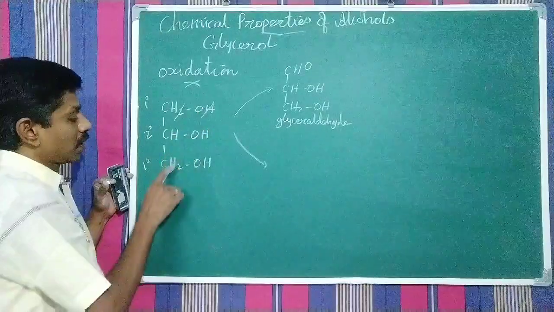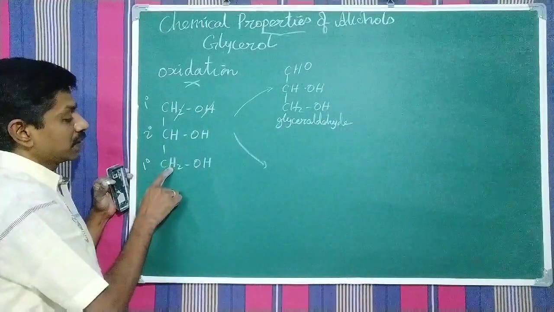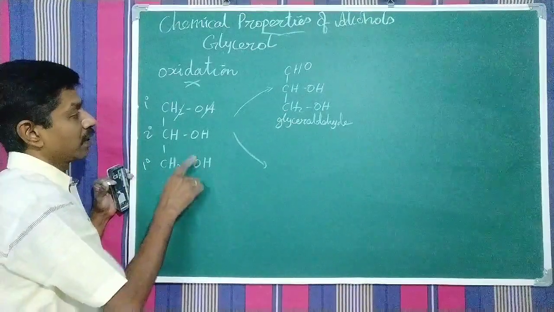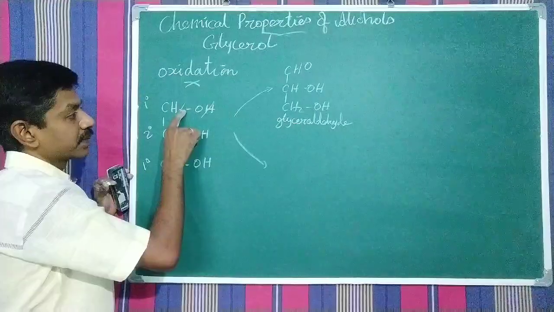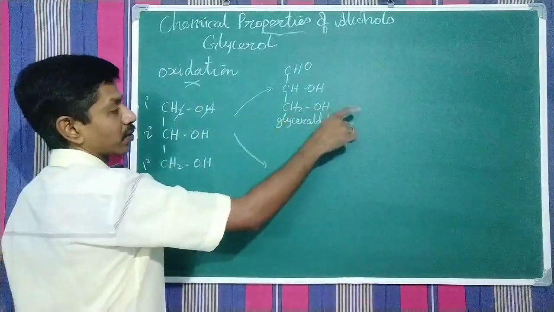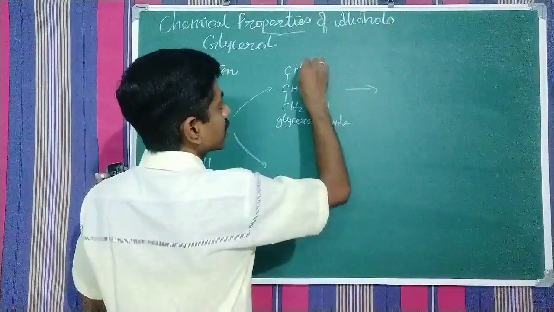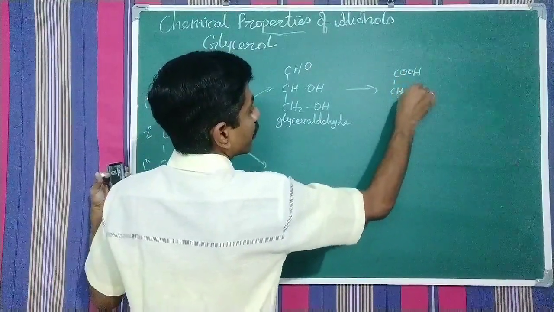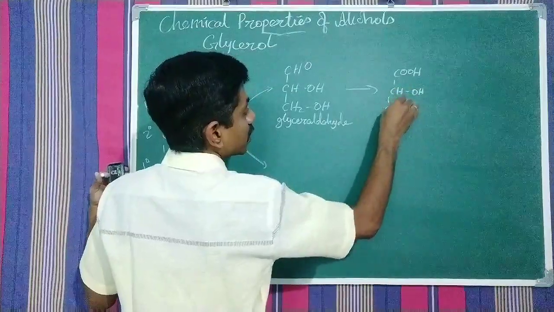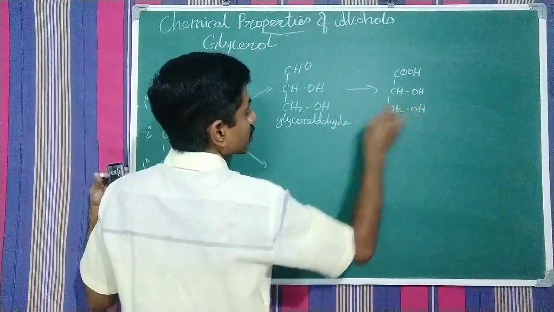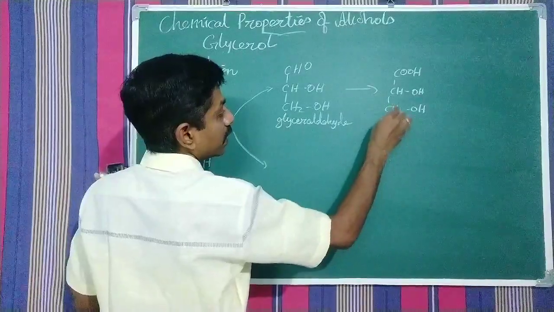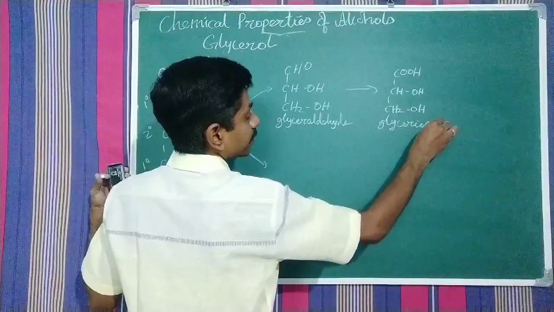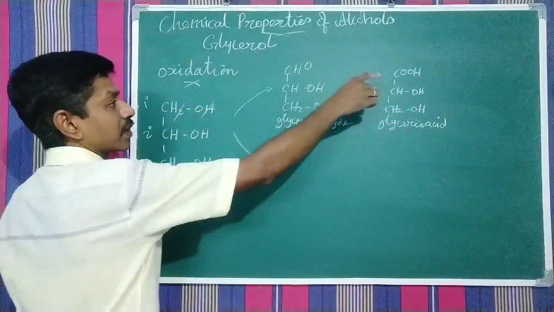CHO. And this molecule has an OH group, a primary alcoholic group. As this was done, the other one can also be done. Before that, let us finish converting this aldehyde group into an acid group, COOH, CHOH, and CH2OH. So this is glyceraldehyde with an acid group, so it is called glyceric acid. Glyceraldehyde got converted into an acid.